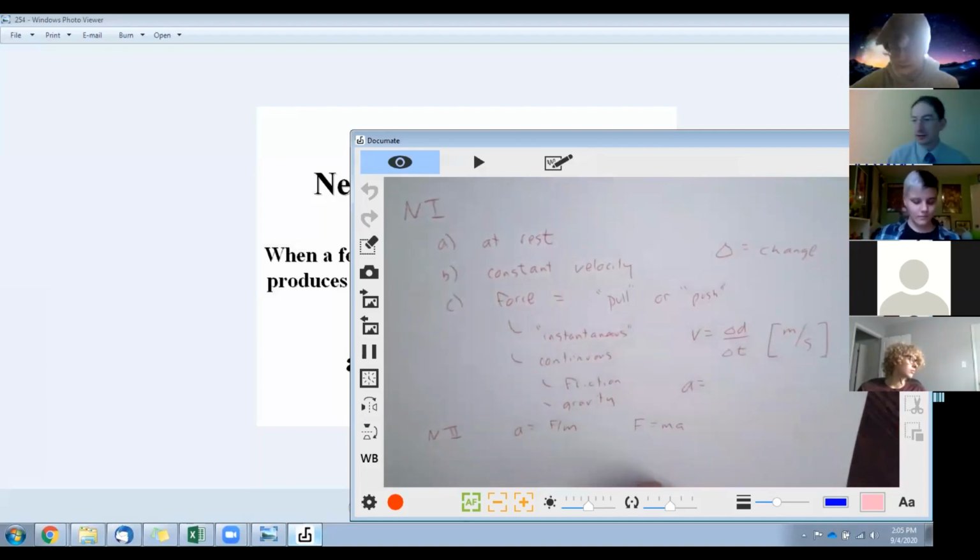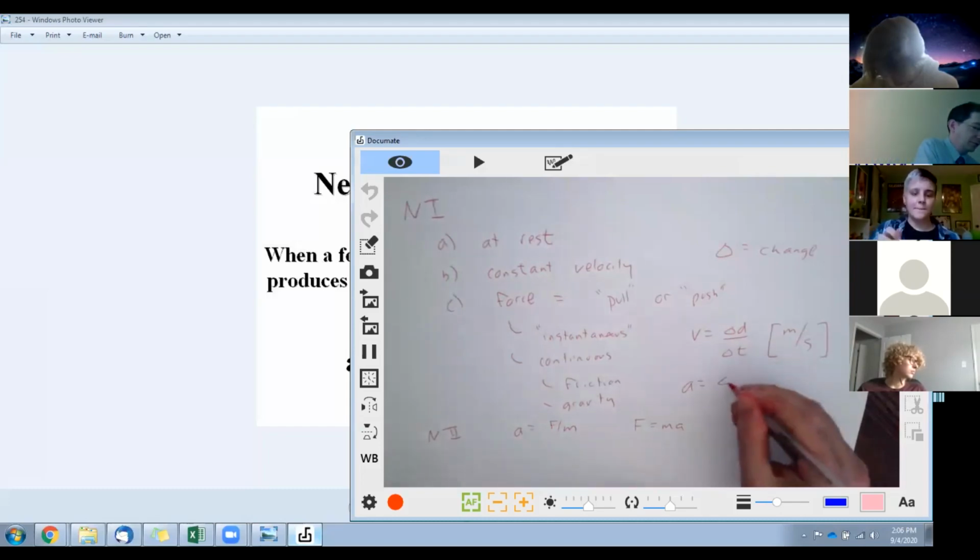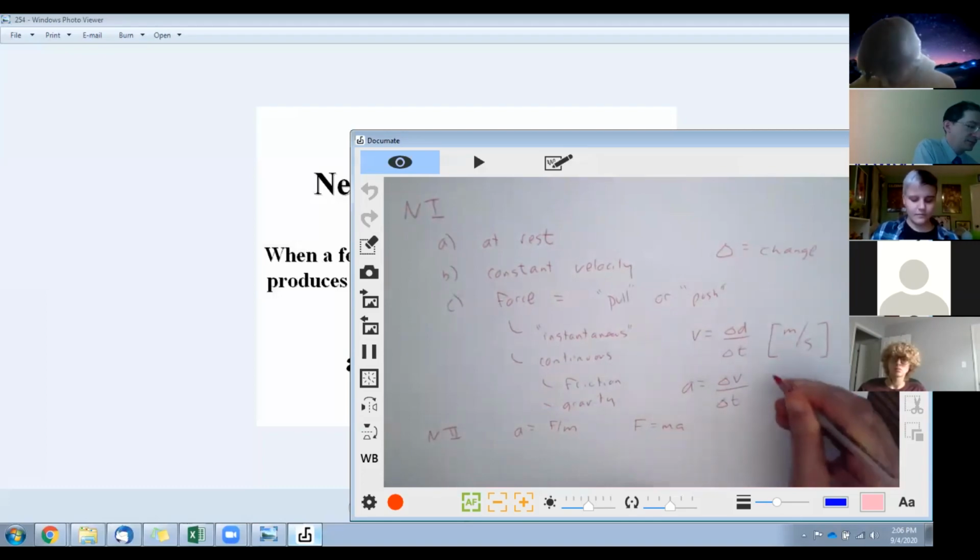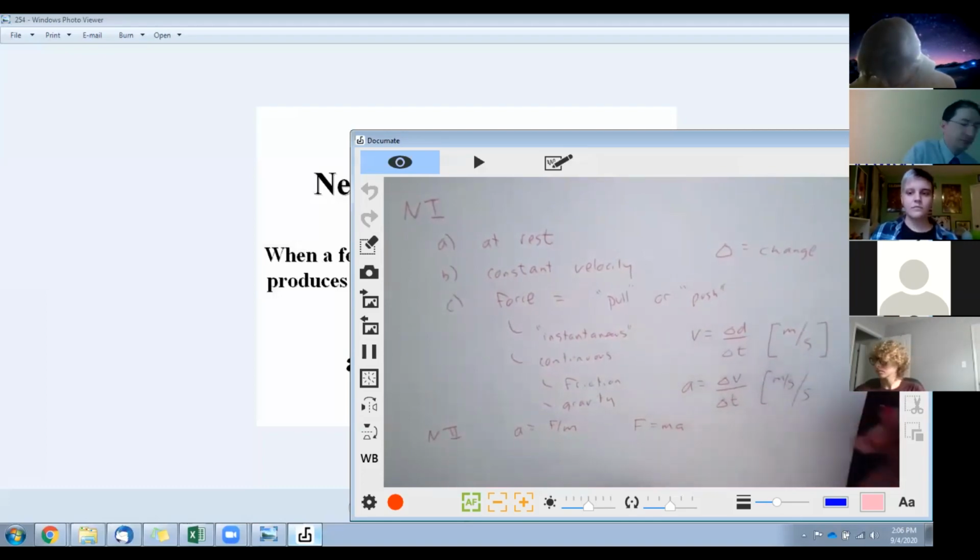Acceleration, how's that defined? Change in what over change in what? Change in velocity over change in time. Right, acceleration is change in velocity over change in time. So the units there are going to be meters per second, whole thing per second, or meters per second squared.